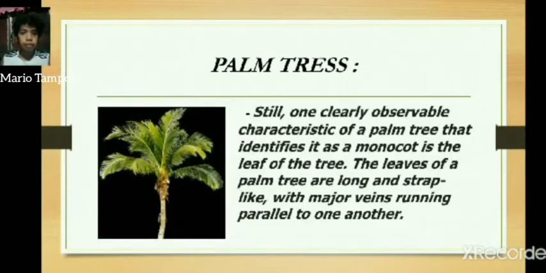Palm trees. One clearly observable characteristic of the palm tree that identifies it as a monocot is the leaf of the tree. The leaves of the palm tree are long and strap-like, with the major veins running parallel to one another.